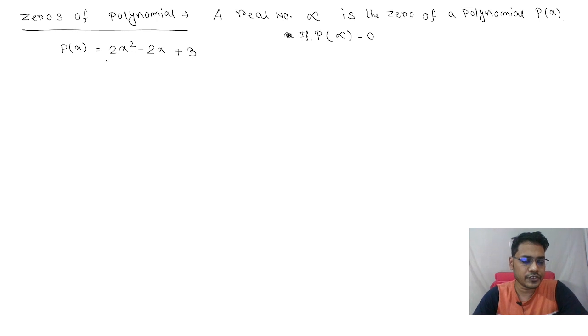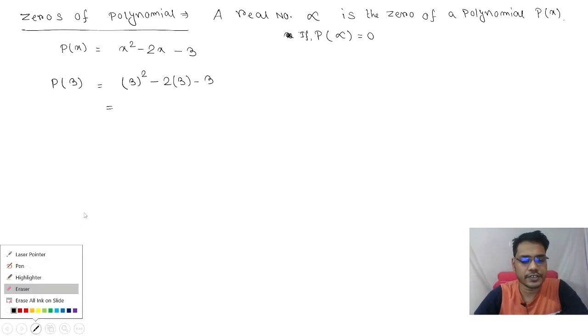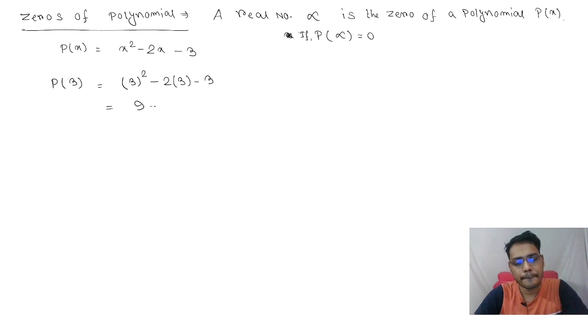For example, if p(x) is this, then what is the zero of the polynomial? You need to check. So first we check p(3). So the value of x is 3. So put it. It is x squared, so I'm taking x squared. Yes, first we need to check whether it is 0 or not. So 3 squared is 9, minus 6, minus 3. Now we can find that it is 0.